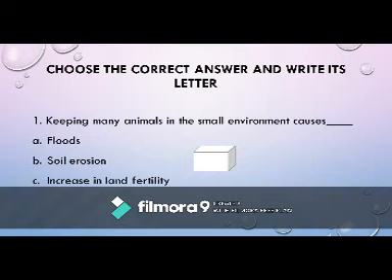Keeping many animals in a small environment causes dash dash. A. It causes floods. B. Soil erosion. C. Increase in land fertility. You know the answer.